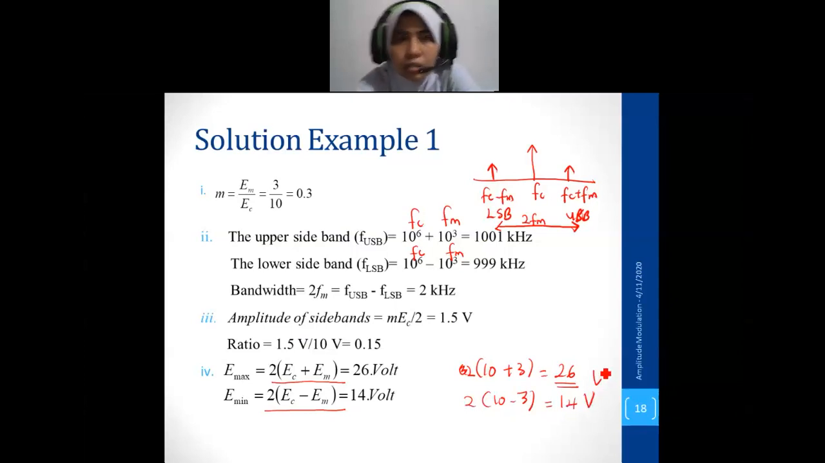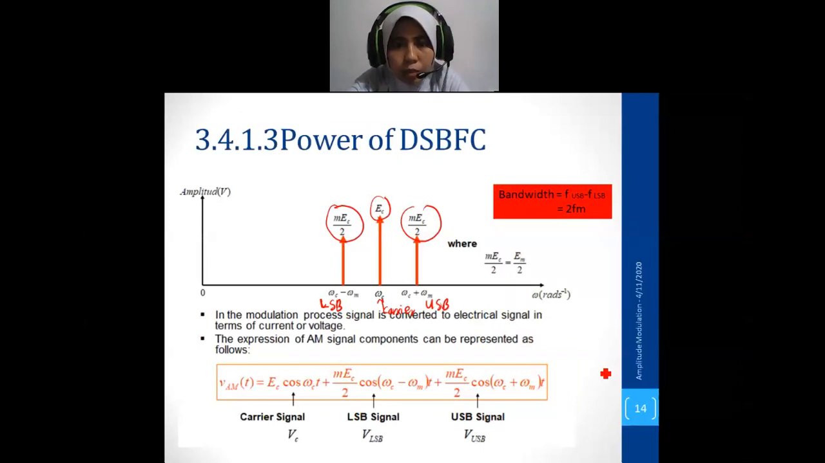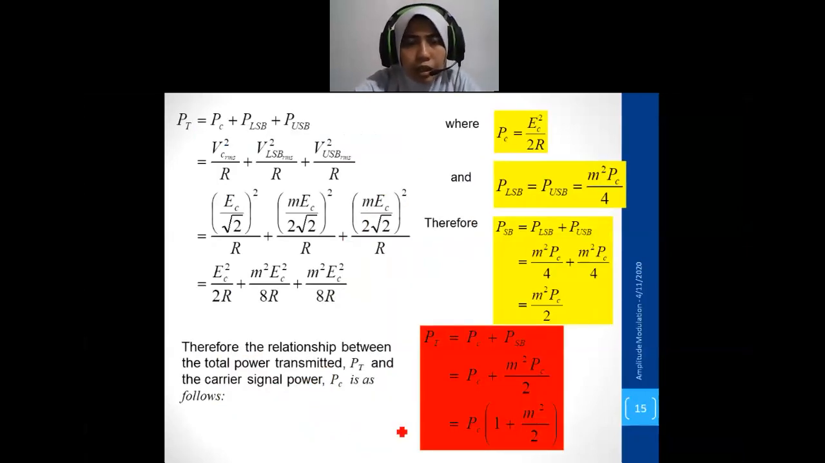Any question on this? On the first example? If no question, we proceed with the power first. Go to the second example. Okay, frequency spectrum before, we have the carrier signal, lower sideband and upper sideband. So this is the frequency spectrum, and we want to get the power.